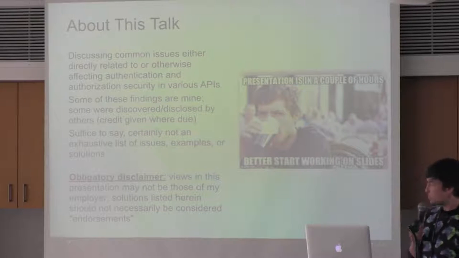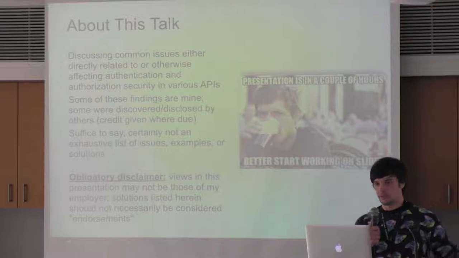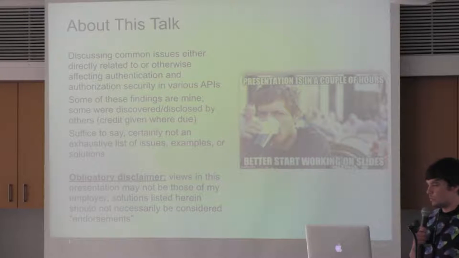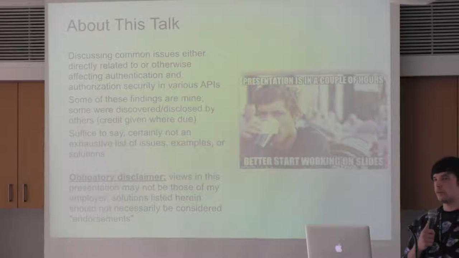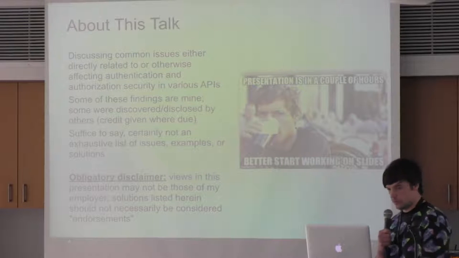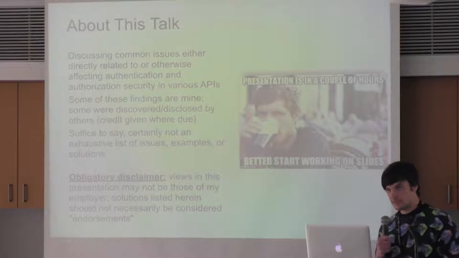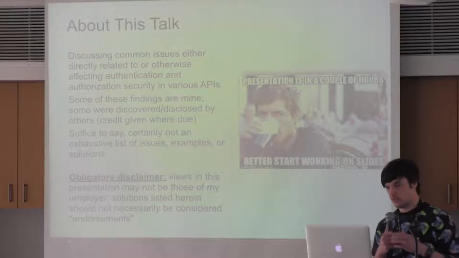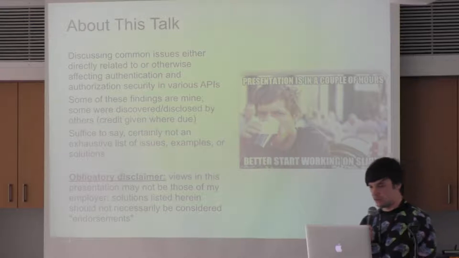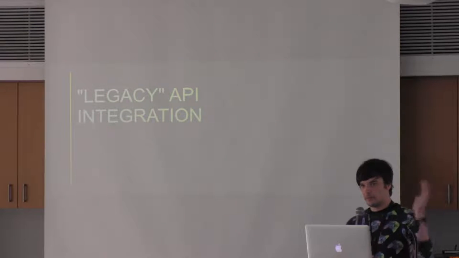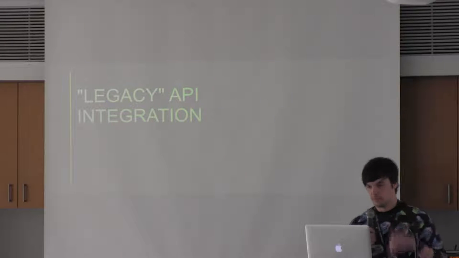About this talk, we're going to discuss some common issues, at least ones that I've observed or have observed by proxy, around authentication, authorization, and security in APIs, specifically web service APIs. They don't necessarily have to be issues directly related to authentication or authorization security, but could be an underlying issue that gave rise to one of those issues. Some of these are mine, some were discovered and disclosed by others, and credit is given where due. It's certainly not an exhaustive list of issues, examples, or solutions, so I'm not going to make you an API hacker when you walk out of here. Obligatory disclaimer, you already know what that is. We'll jump right in, and feel free to stop me if you have any questions. Otherwise, I'll try to keep pace with the time slot.